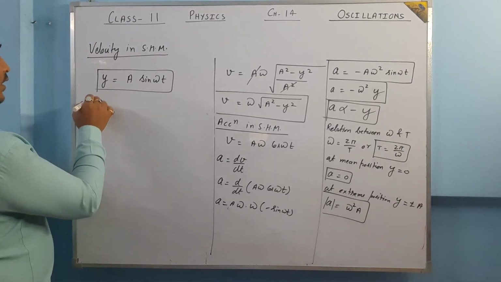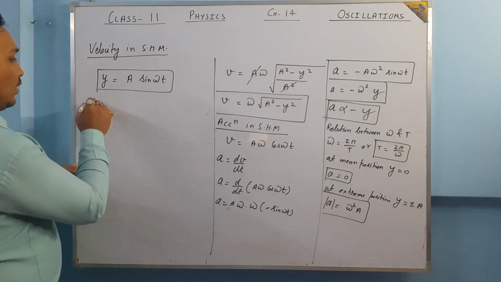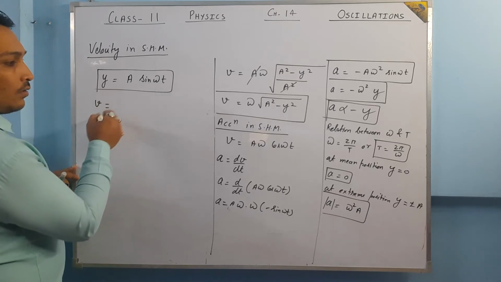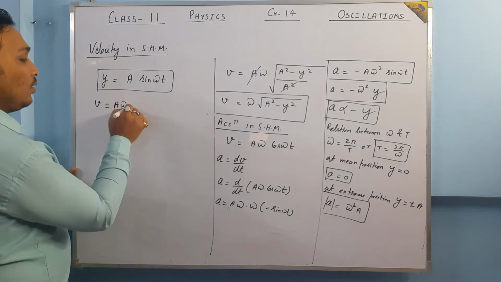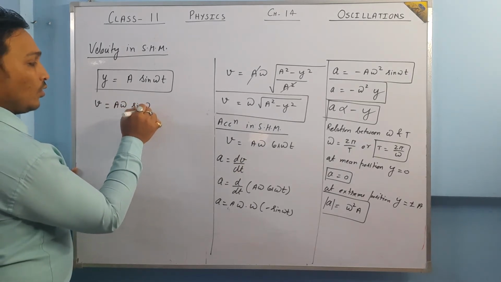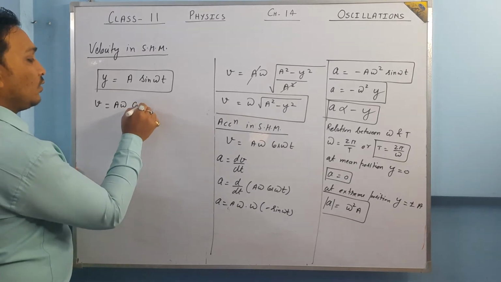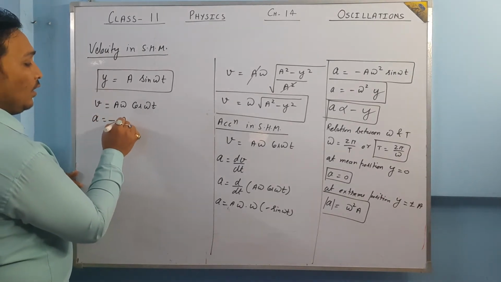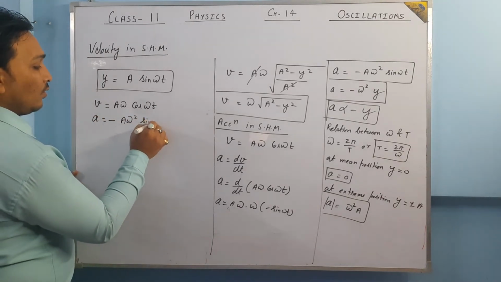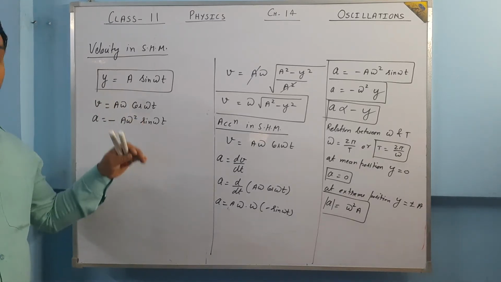What is the value of velocity? The value of velocity I have written over here: a omega cos omega t, right? A omega cos omega t. The value of acceleration is minus a omega square sine omega t. Okay. Now what we have to do is describe their phase relationship.